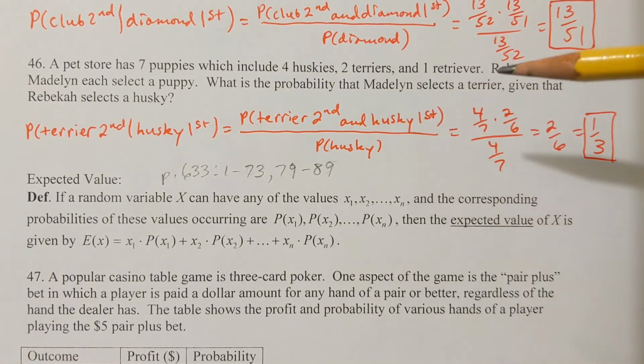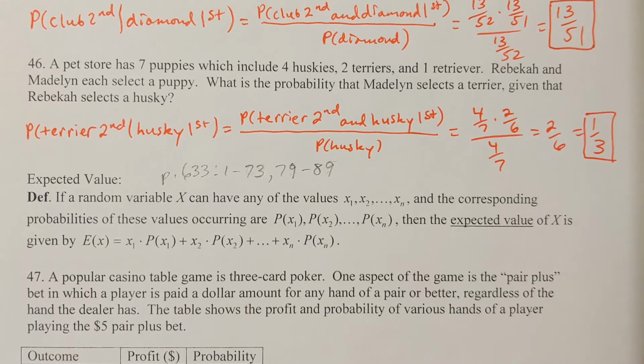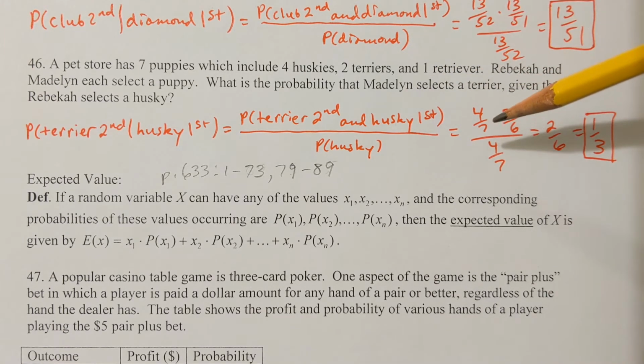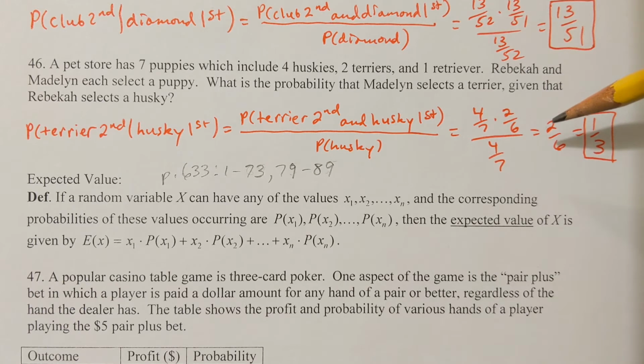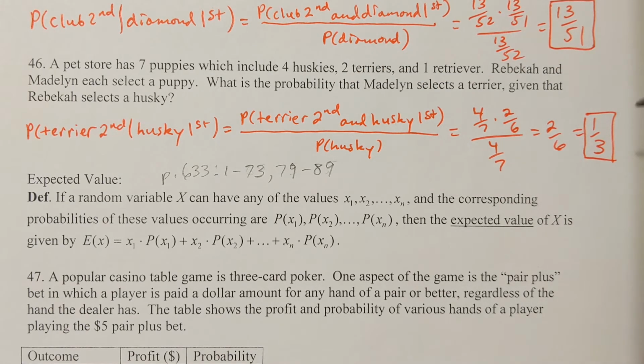The probability of getting a terrier second and a husky first is the same thing as the probability of getting a husky first and a terrier second, since you're still talking about the same overlapping region on the Venn diagram. So 4 over 7 is the probability of getting a husky first. And then there's 2 terriers. Now, if somebody already selected a husky, there's 6 dogs left. So the 4 over 7s would cancel, leaving me 2 over 6, or 1/3, as the answer. Again, I think we could have gone right to the answer with this.